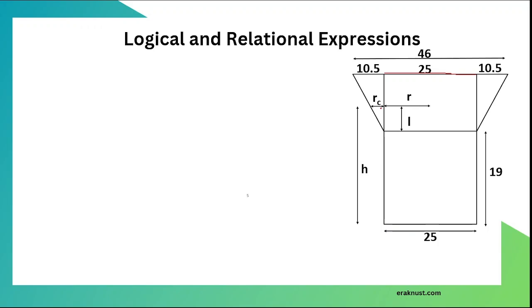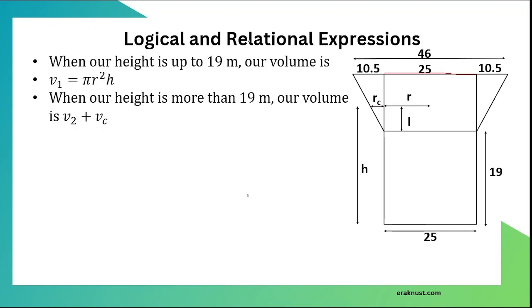This is going to be the radius for the cone, the conical part when we put it together. So that's going to be what we call RC, the distance from this point to the edge here. Now, if our height is up to 90 meters, then our volume V1 is going to be this portion here, and we can calculate it with pi r squared h, right? If our height is more than the 90 meters, then our volume is going to be there.